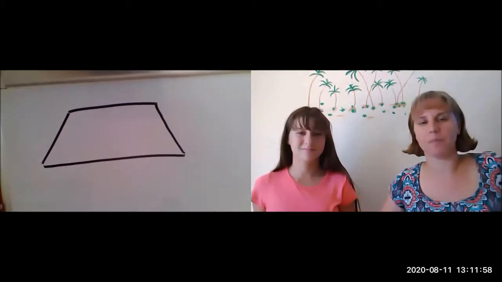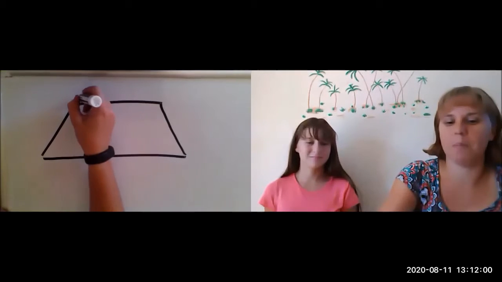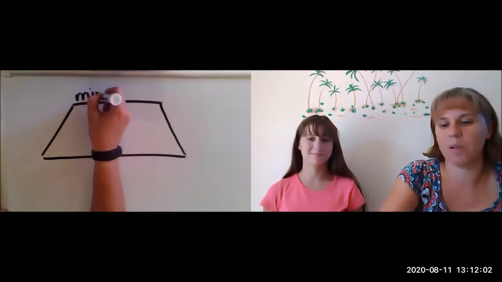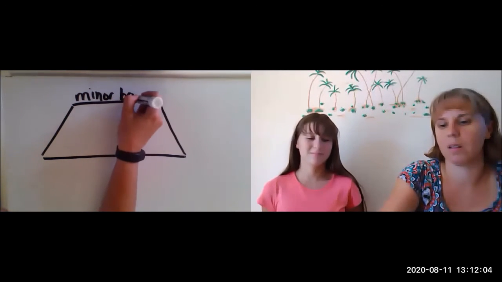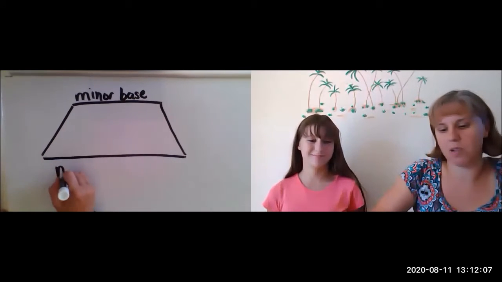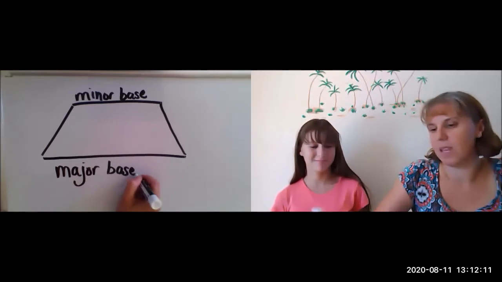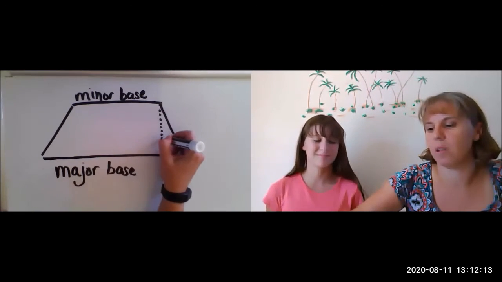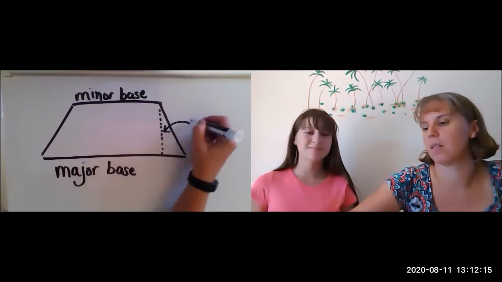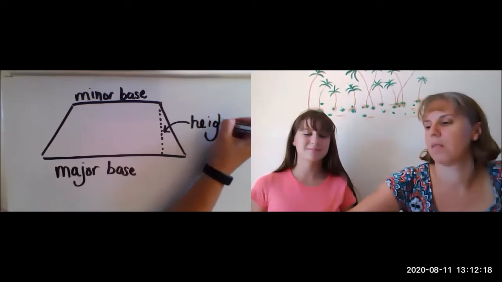Here's a trapezoid. This is the minor base. It's the small one. This is the major base. And this dotted line is showing you the height.